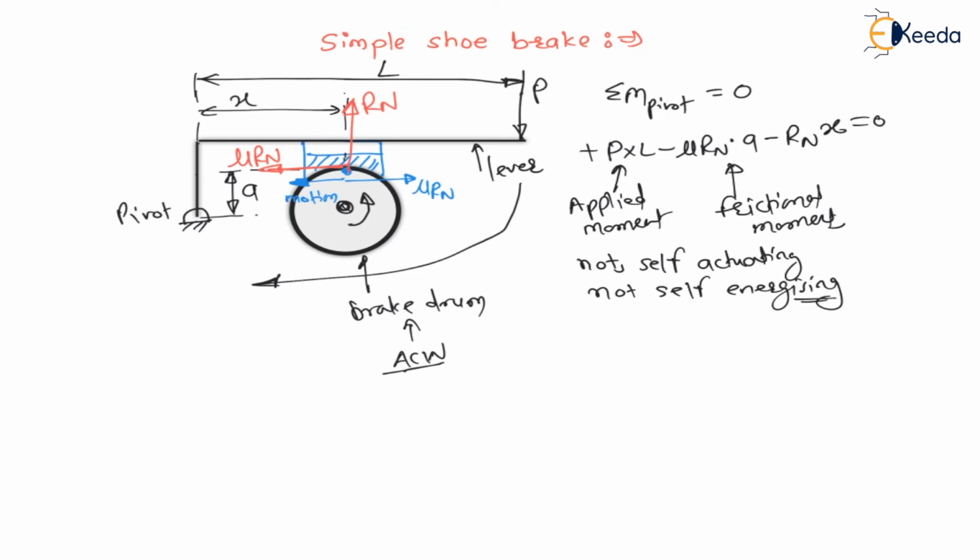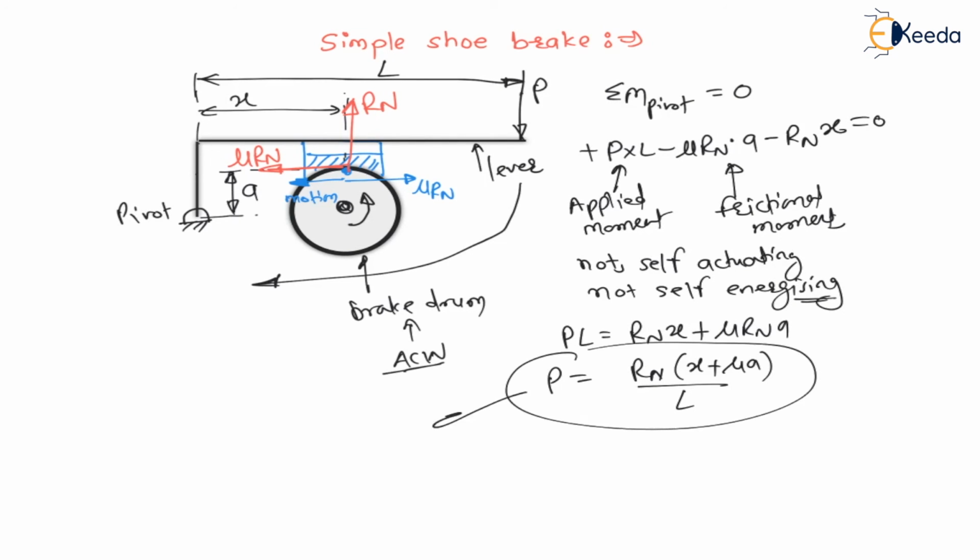Now in this case, find the effort required. Therefore PL is equal to Rn x plus mu Rn a, which is nothing but P is equal to Rn times (x plus mu a) divided by L. This will be the effort required. See, in x plus mu a, mu a is adding. Therefore, we need more effort in case of non-self actuating or non-self energizing braking. And in case of self energizing braking, the less amount of moment is required.